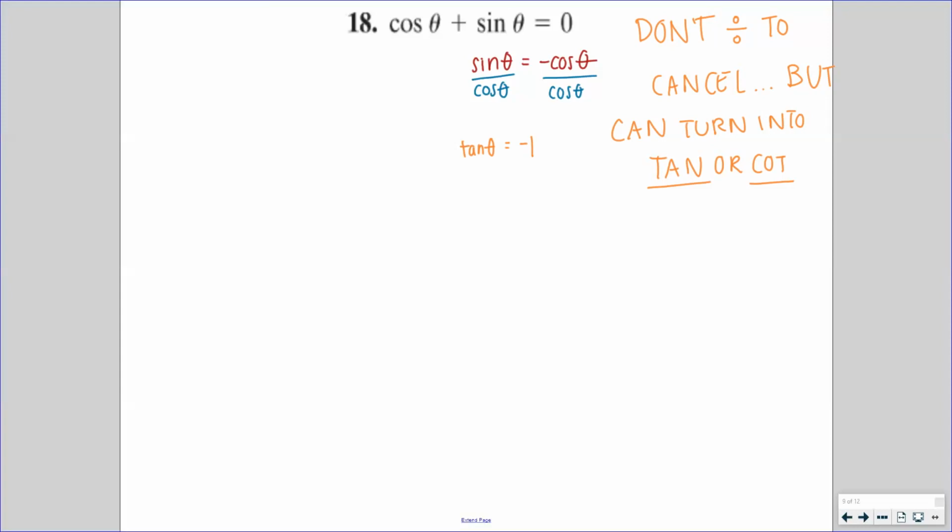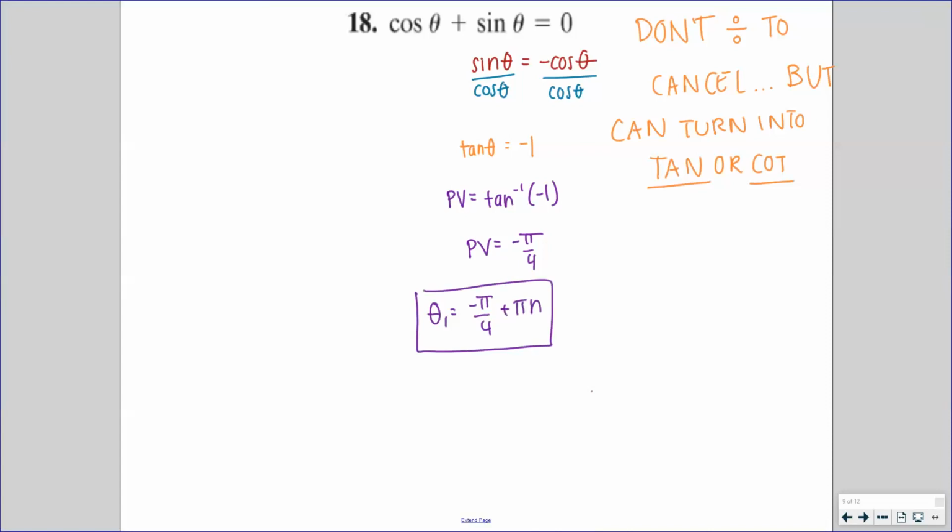All right, and now our principal value comes from the inverse tangent of -1 in the first or the fourth quadrant. Where is tangent -1? Well, at -pi/4. Tangent only yields one equation here, which is really nice. We like working with tangent. Negative pi over 4 plus pi n. Pi n, please don't forget that, not 2 pi n. Period of tan and cotan, just pi.